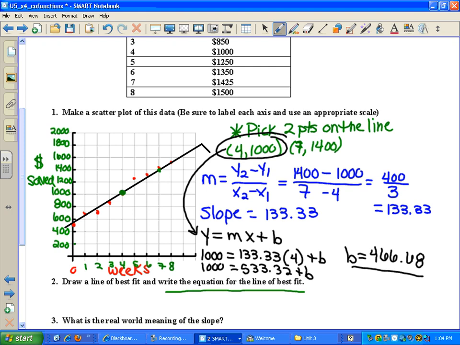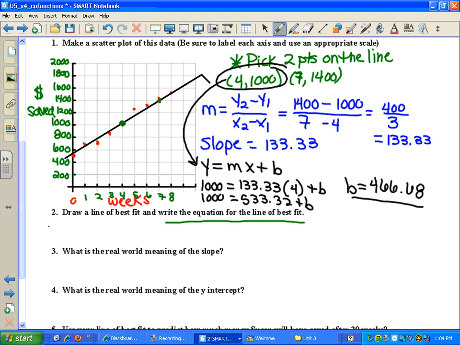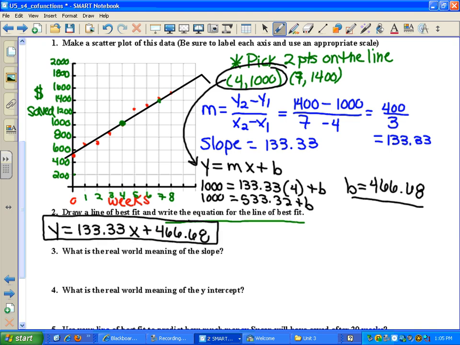Well, now I know my slope, and I know my b, which is my y-intercept. So I can go ahead and write the equation of my line, which is y equals 133.33x plus 466.68. So there we go. There's the equation for our line of best fit.